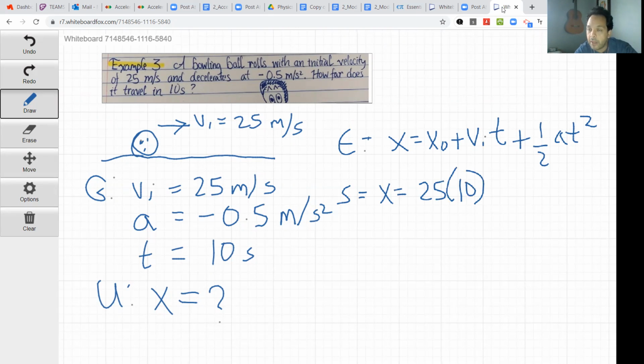So see, if he was going at a constant speed of 25, he would go 250 meters, but he's decelerating, he's slowing down. So we're taking into account that acceleration. So instead of writing 1/2, I'm writing 0.5 times negative 0.5 times 10 squared.